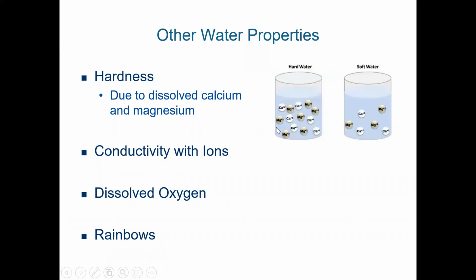There are, of course, other water properties that may or may not come up in this course. We're definitely going to talk about hardness, which is how much magnesium and calcium is dissolved in the water. And of course, this causes scaling on plumbing and other things. We're going to talk about conductivity, dissolved oxygen, which is really important for biological organisms. We're not going to talk about rainbows, but rainbows is something that water can do, which is kind of cool. So it's worth mentioning.